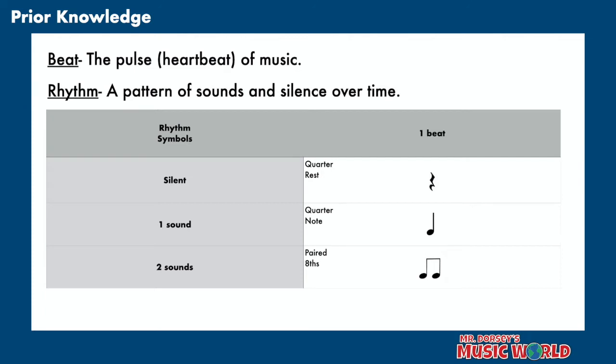In lesson 1, we reviewed the quarter note, which is 1 sound that lasts 1 beat. The 2 eighth notes, or paired eighth notes, are 2 sounds in 1 beat. Now we see this squiggly line. That is the quarter rest. That tells you there is 1 beat of silence.